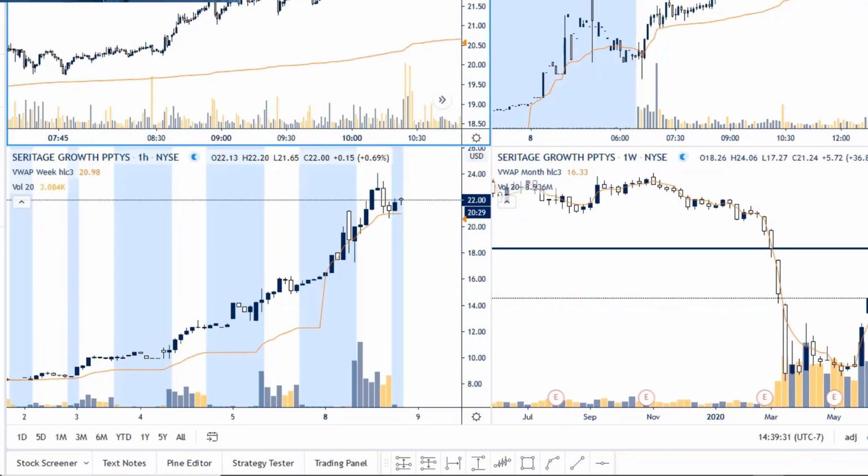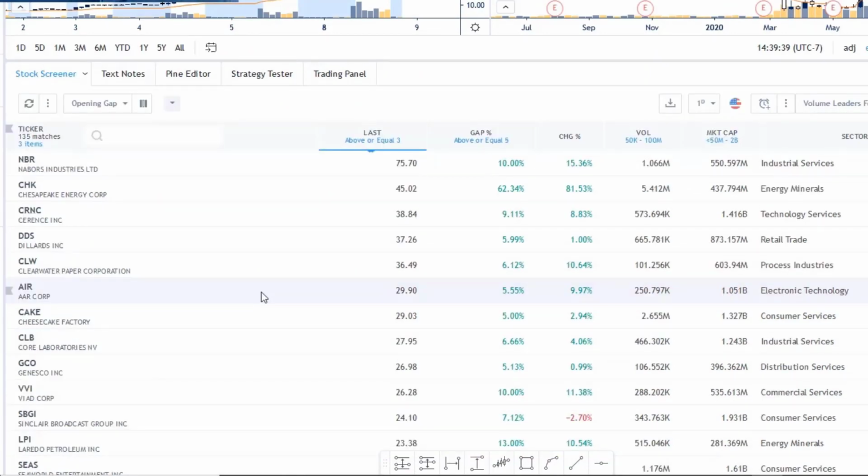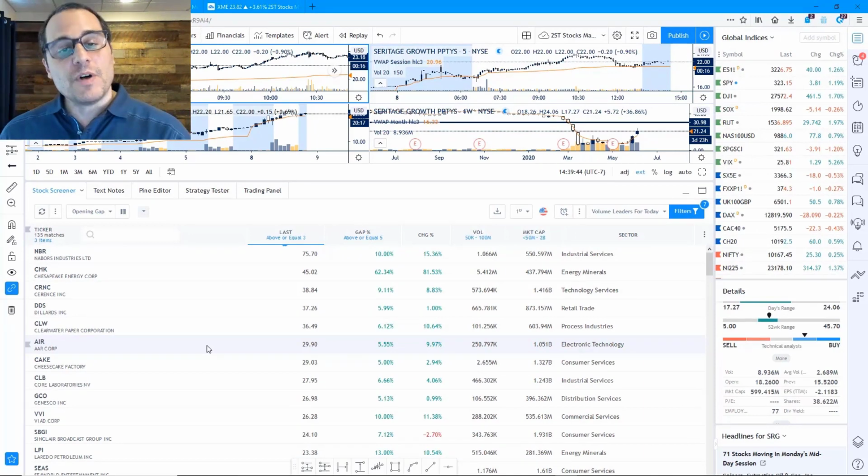So, in terms of their stock screener, it's this little button on the bottom right here. You click on stock screener, and they have a great little filter on how you can filter for stocks that are gapping up a certain percent or above or below a certain indicator.